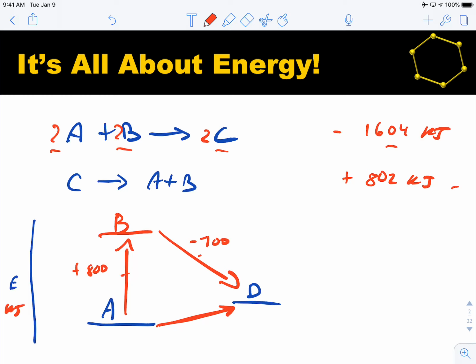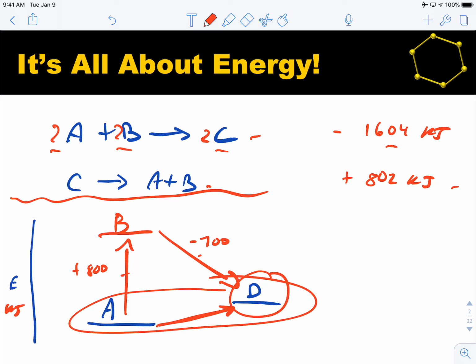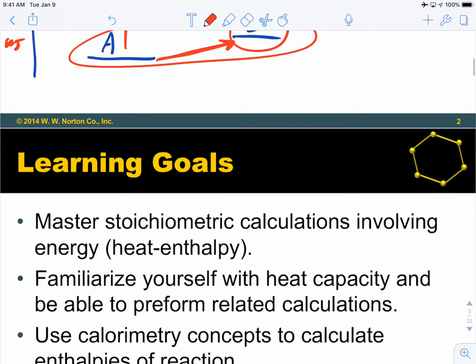So you can use chemical reactions and manipulate them in different ways. You can reverse them, you can multiply them by a factor, and add them up, and ultimately get to the reaction that you're interested in, this A going to D. That's really the heart of this entire chapter, and that can be done through what we call formations, Hess's laws, and just manipulating chemical reactions.